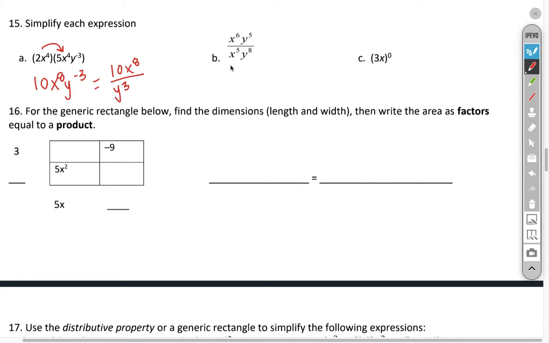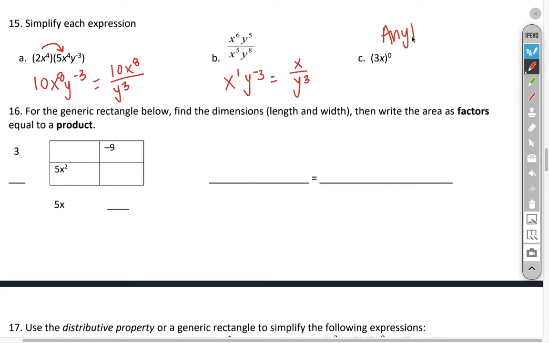Okay, for B, we're going to subtract. So we have x to the 6th over x to the 5th, which is going to leave us with 1x. Just going to put that there so we remember it. And then y to the 5th minus y to the 8th is going to give us y to the -3rd. So again, we have a negative number, so we need to put x on top. We can leave the 1 out this time. And then we have y to the 3rd becomes positive on the bottom. All right, we have 3x to the 0 power.